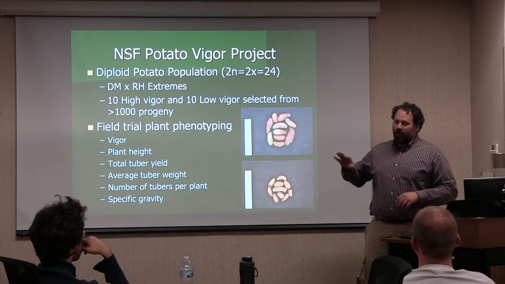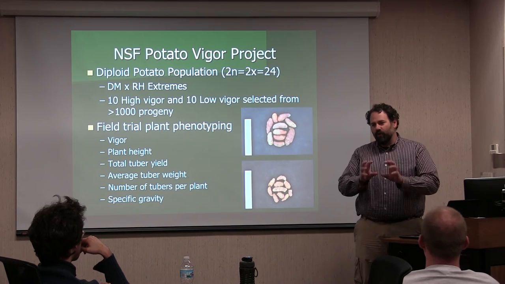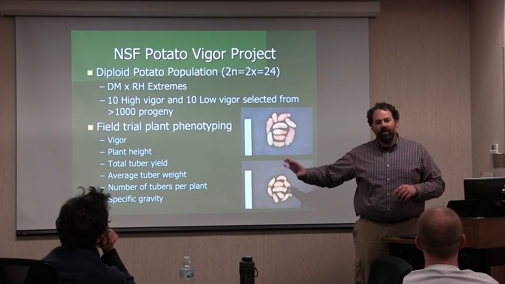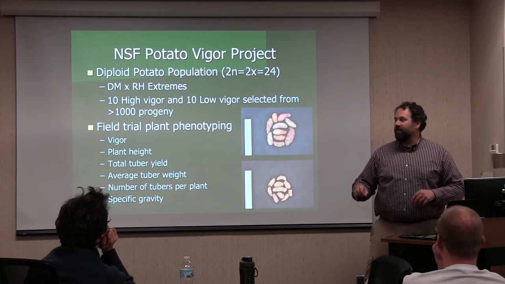And we were phenotyping this. We're using the field phenotype data to try to see if we can find correlations to different potato gene sequence and copy number variation, working with Robin Buell's group and also with the group in Wisconsin as part of this NSF project. And so we were evaluating a number of things.